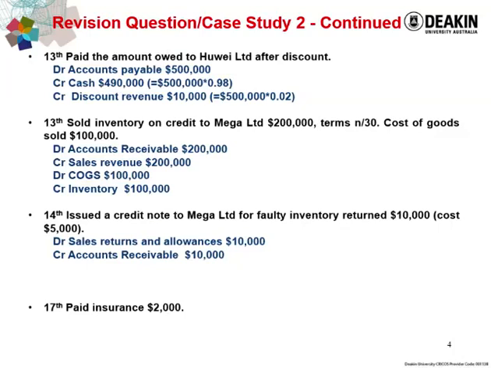Then we do the second set of entry. We receive the goods back, so we debit inventory $5,000 at cost, and we will also reduce the cost of goods sold with a credit entry $5,000. On 17th, we paid insurance $2,000. So we debit insurance expense $2,000 and credit cash $2,000.